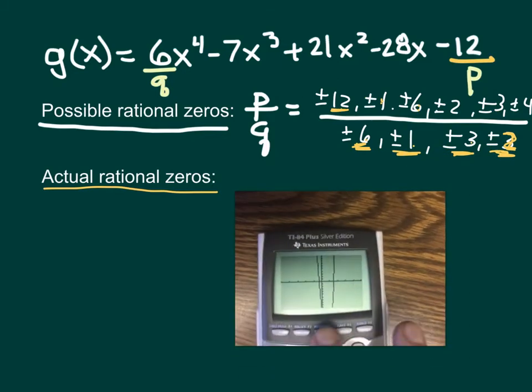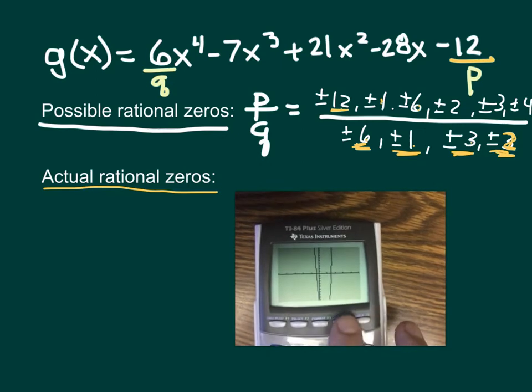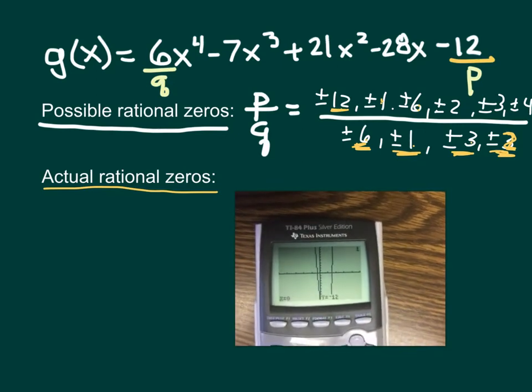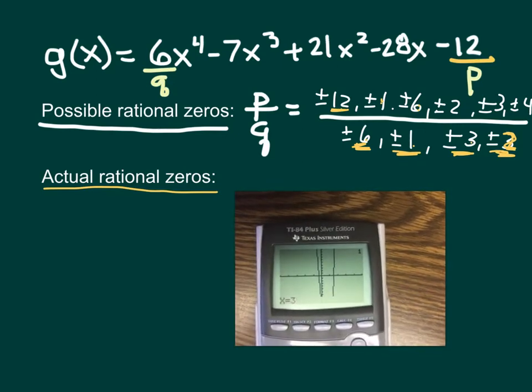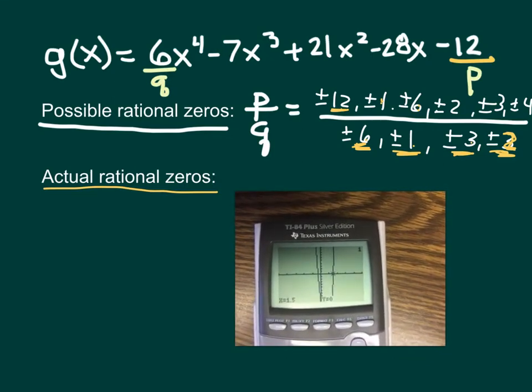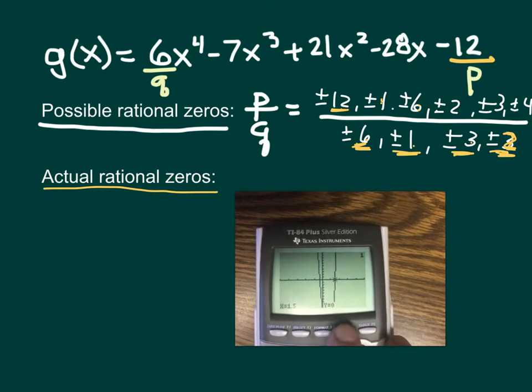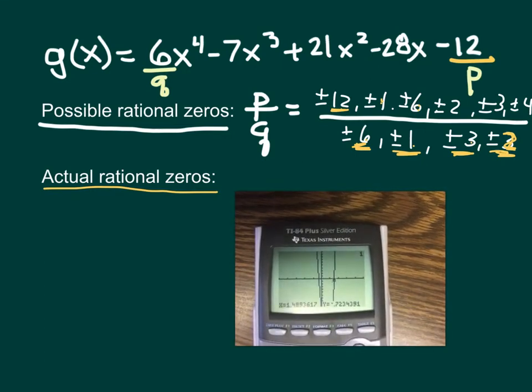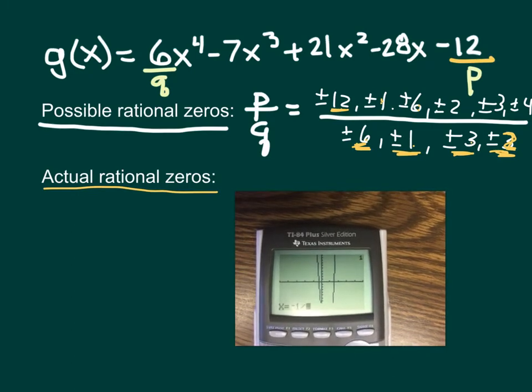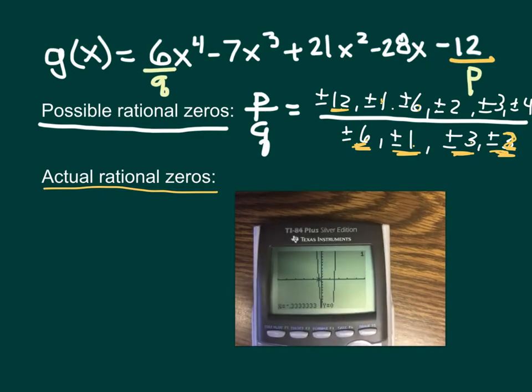So what I've done here is I'm going to my graph and I'm going to use the trace feature, and I know that it looks like it crosses at about 1.5, so I'm trying 3 halves, which is in my list. 3 halves does give me 0, so that's one of my actual rational zeros. Then it looks like maybe negative 1/3 or negative 1/2, so I'm going to guess negative 1/3. I'm filling that in, I get 0, so there's a second rational zero.